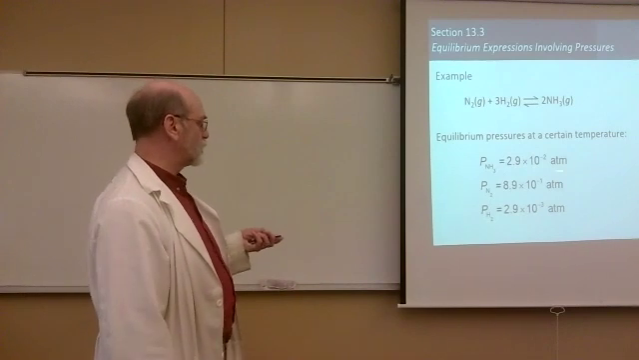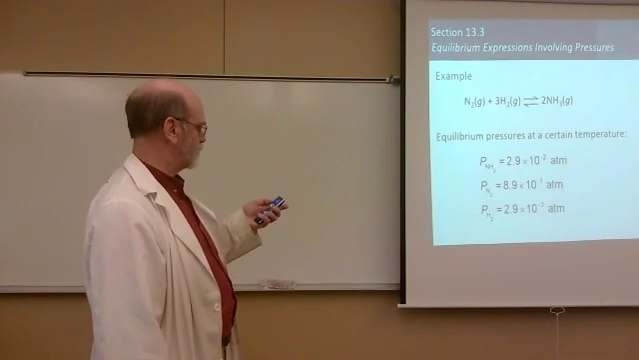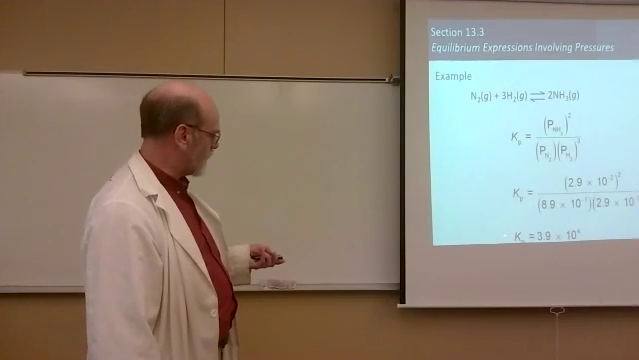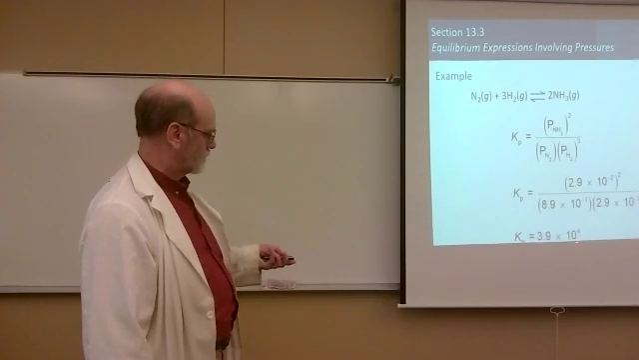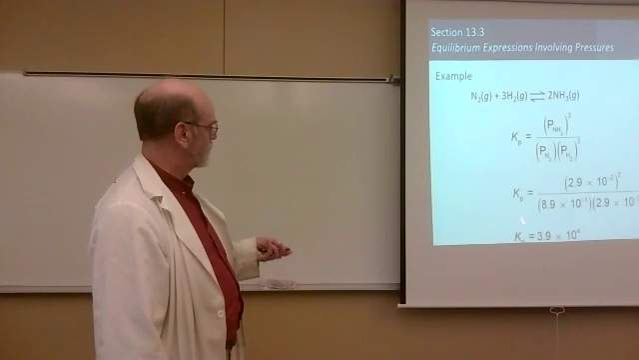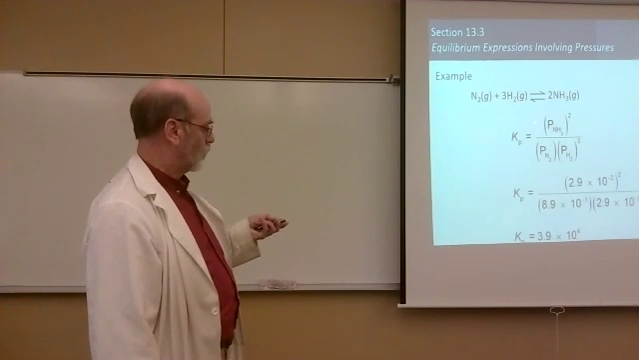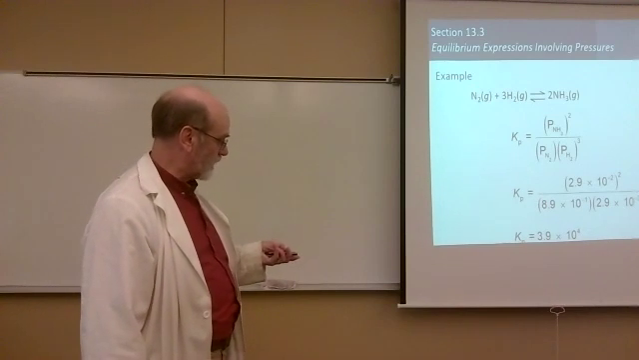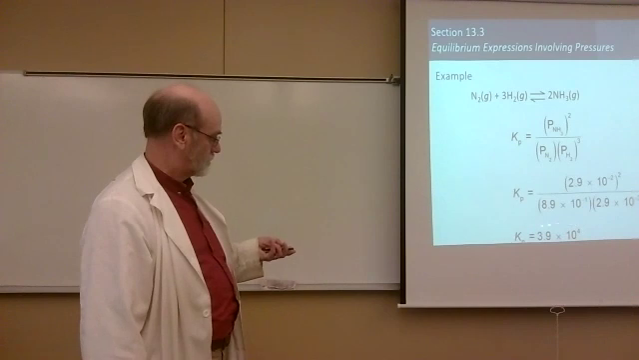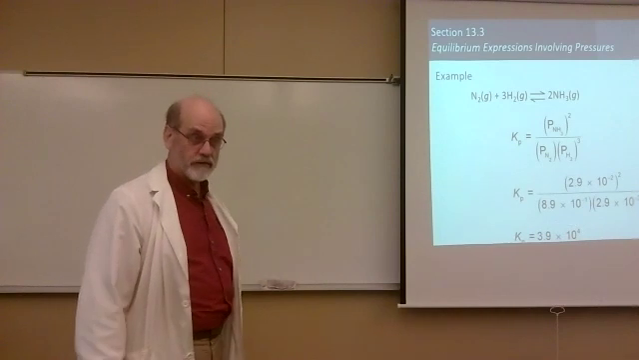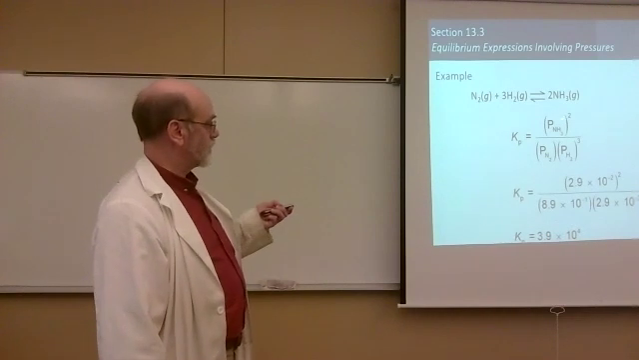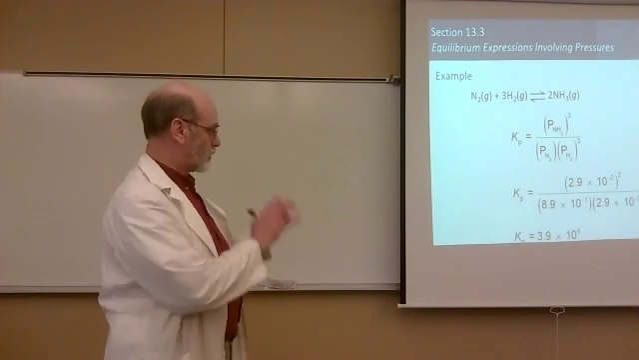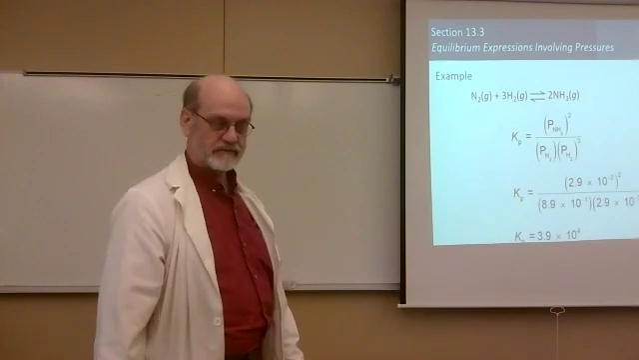Well, if we do it in terms of atmospheres, you just plug those values in and you get this value for the Kp of the equation. I might note that this value is extremely large, right? 10 to the fourth. So it favors the production of ammonia under those special conditions.